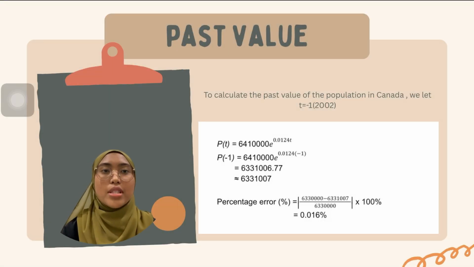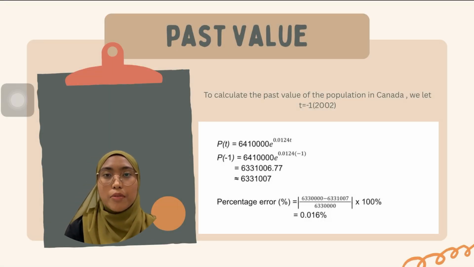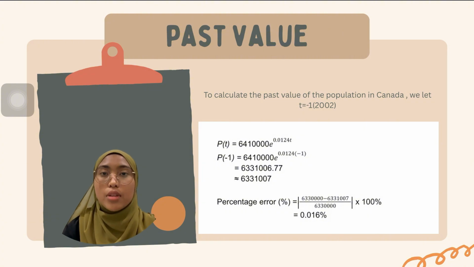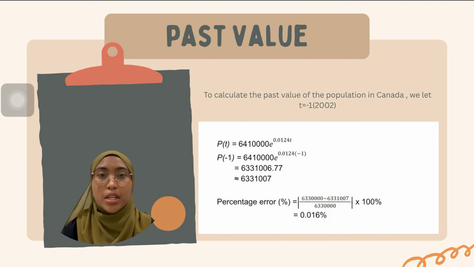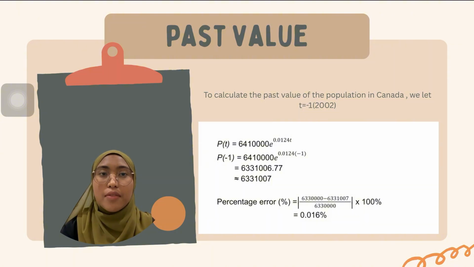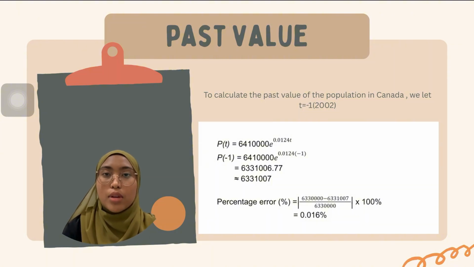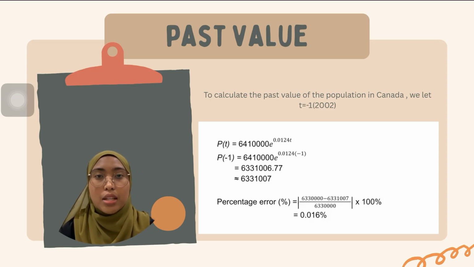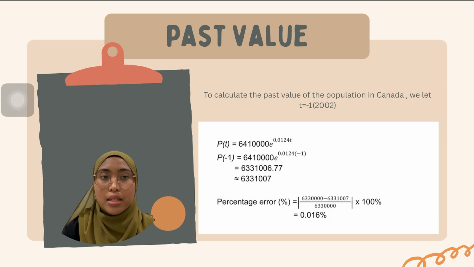Hi, I'll be sharing with you how we calculate the past value of population in Canada. First, we let t equals -1, which is the year 2002. After that, by substituting t equals -1 into the general equation that we calculated before, the answer turned out to be 6,331,006.77. After rounding off, approximately the value will be 6,331,007.